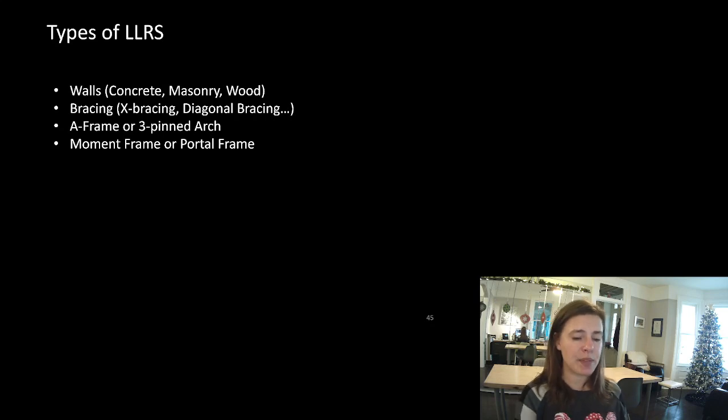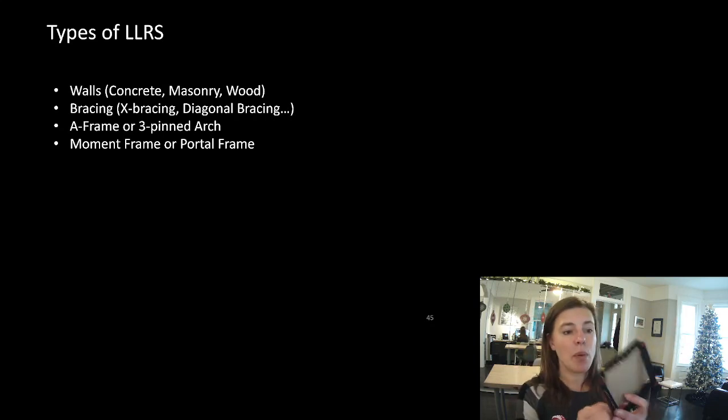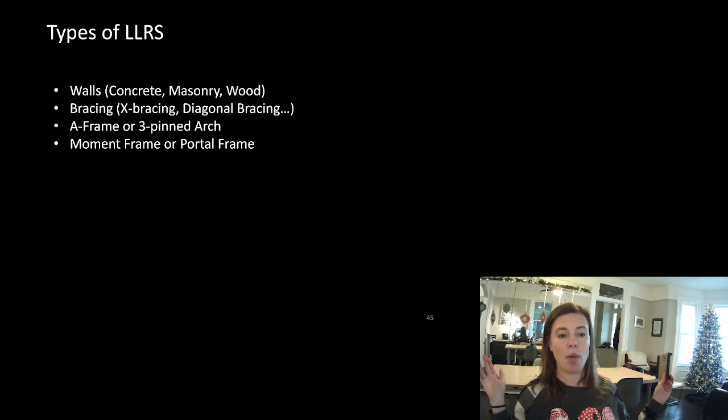So what are the types of lateral load resisting systems? Well, we can have walls. Those are our shear walls that we put in our wall. Concrete makes a great shear wall. In fact, if you've got enough concrete walls, make them your shear walls, problem solved. Masonry can be a lateral load resisting system. We don't like to start with masonry, so don't jump right in there. You'll probably get pushback from an engineer now with the current codes, but it is something we can do.